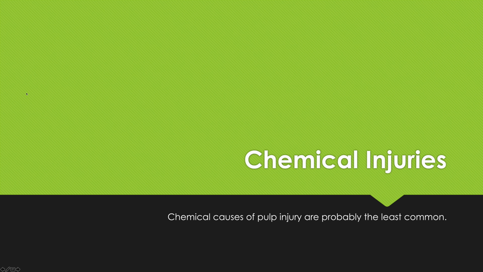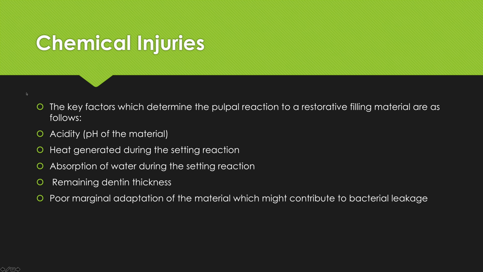Now moving towards next category, which is chemical injuries. Chemical causes of pulp injury are probably the least common. There are some restorative filling materials that can cause pulp injury, and there are a few factors that we have to consider in order to determine whether or not the filling is causing any pulp damage. First is acidity of the material.